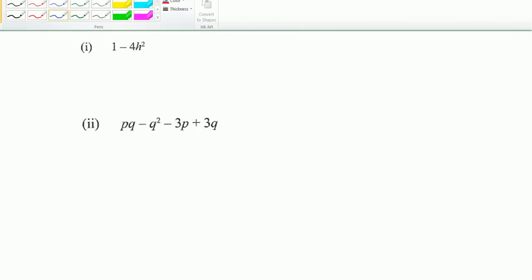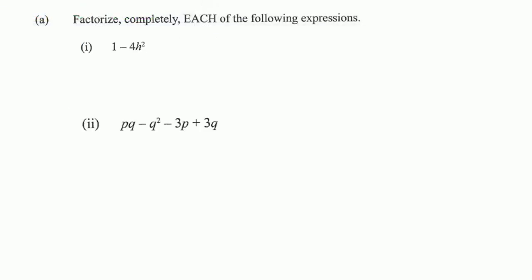Moving on to the May 2018 paper, question 2. In question 2, you had to factorize completely each of the following expressions.